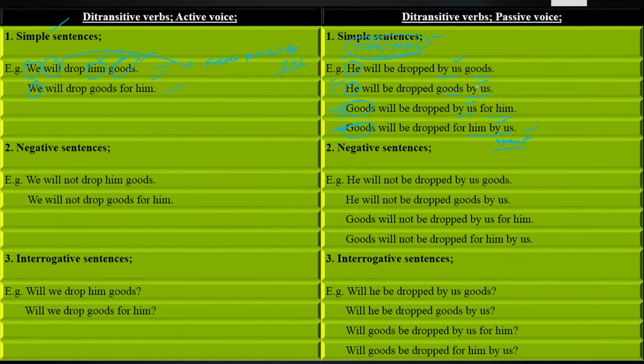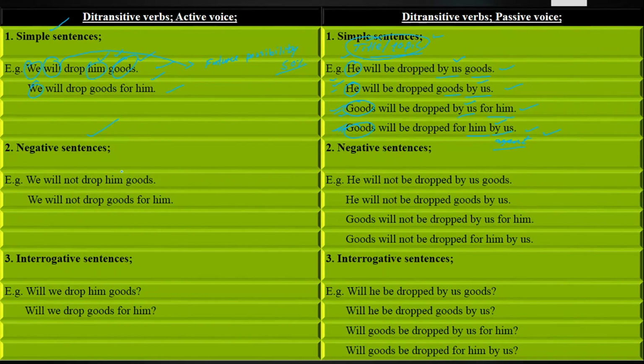In passive voice, the sentences will be as follows: He will be dropped by us goods. He will be dropped goods by us. Goods will be dropped by us for him. Goods will be dropped for him by us. Next we have negative sentences. Those sentences in which we deny, reject or refuse the statement are called negative sentences.